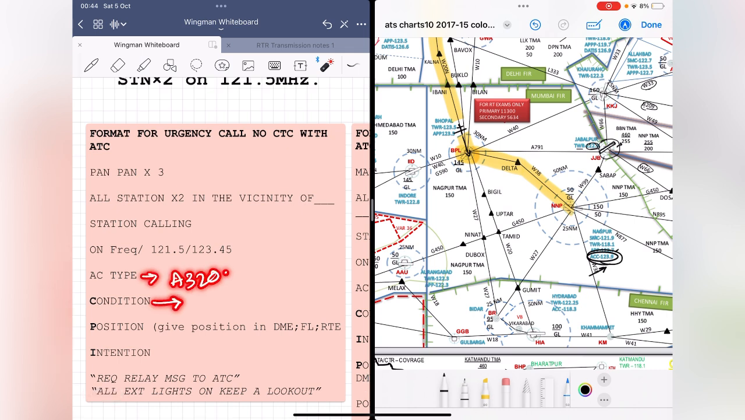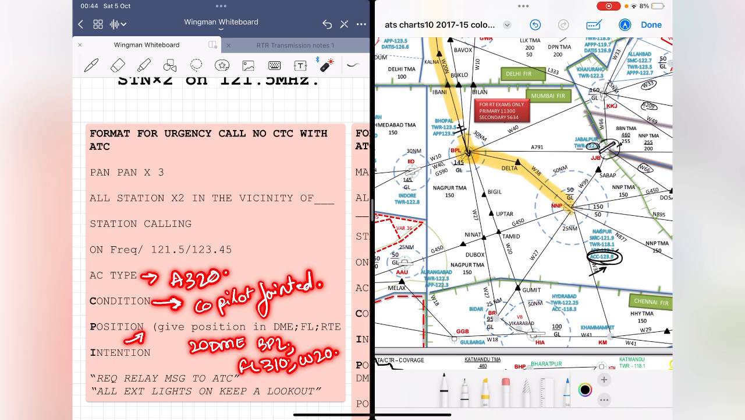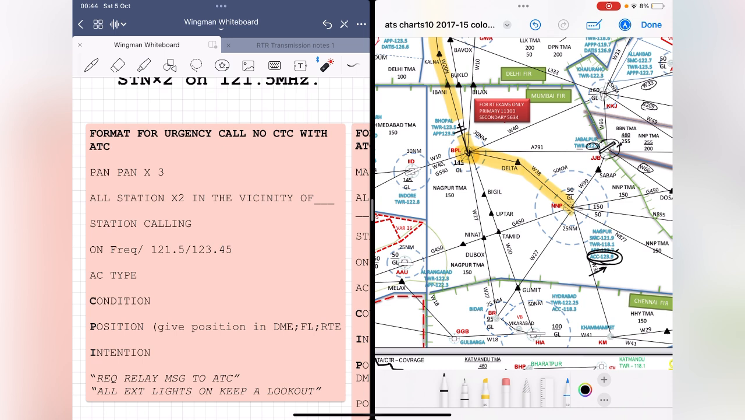What's the condition? The condition I'm facing, let's consider the previous question, is co-pilot fainted, right? So co-pilot fainted. What's my position? My position is 20 DME inbound Bravo Papa Lima, flight level 310, route whiskey 20 at 2220 hours. What's my intention? Requesting to carry out landing at Bravo Papa Lima, right? Then an additional thing that I request from the other aircraft in the sky is to relay this message to the ATC, right? So requesting relay message to ATC, all external lights are on, keep a lookout.